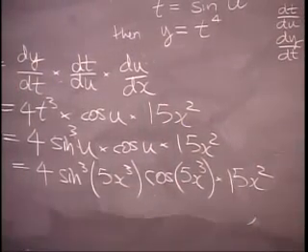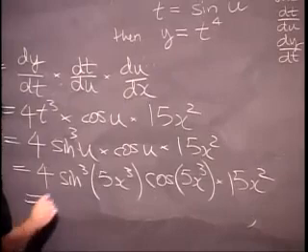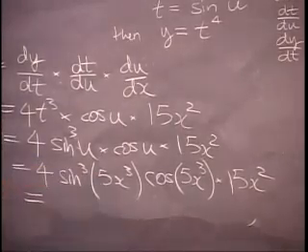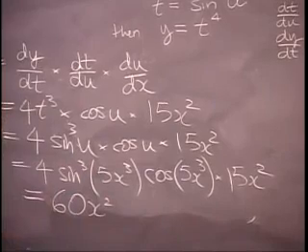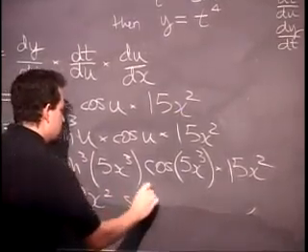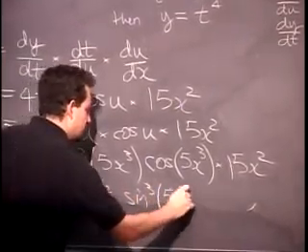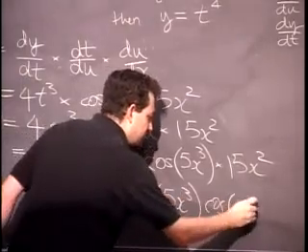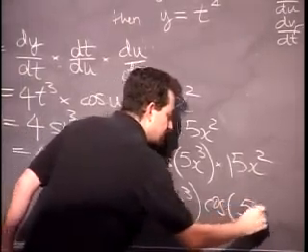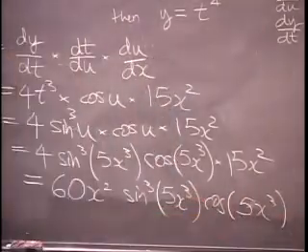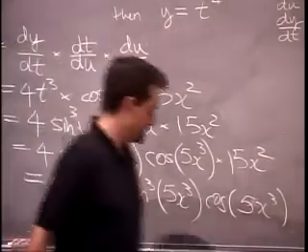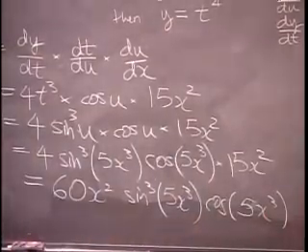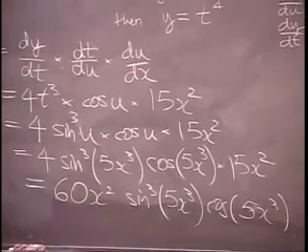And if we want to be nice about it, and we probably should, we can consolidate the 4 and the 15, and it's nice to write the x squared out the front as well. So we get 60x squared sine cubed of 5x cubed, times cosine of 5x cubed. And that's the derivative.